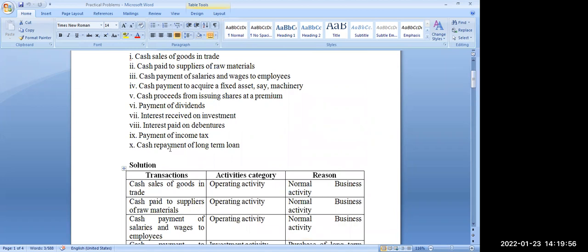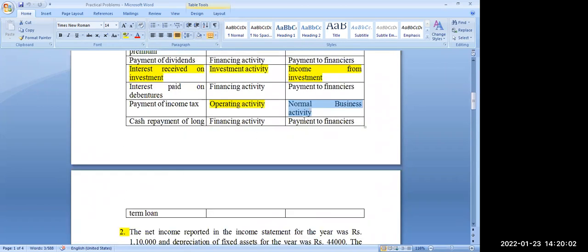Cash repayment of long-term loan. Financing activity, cash outflow.